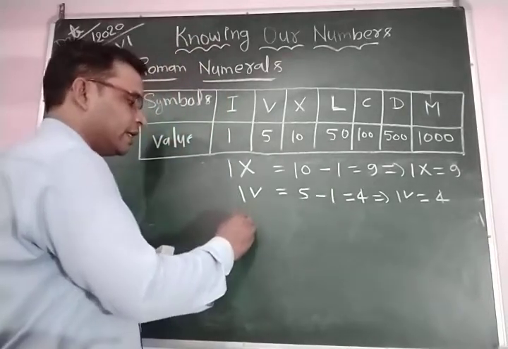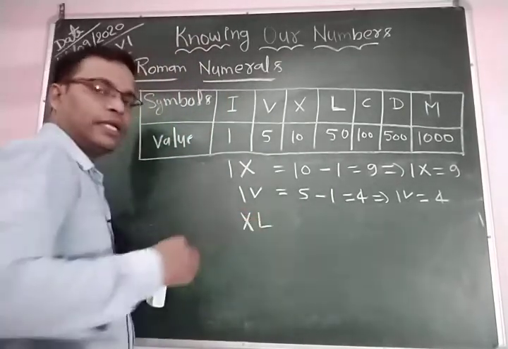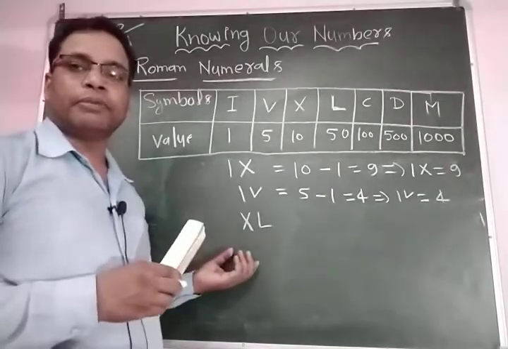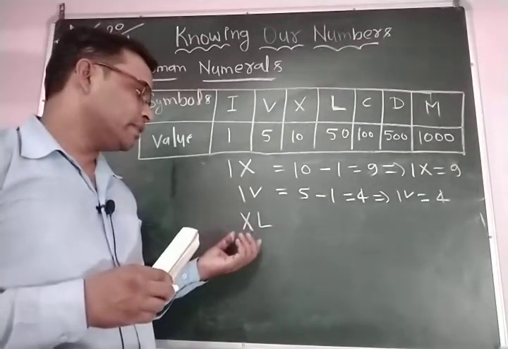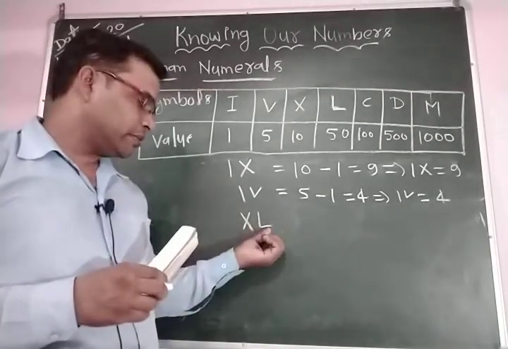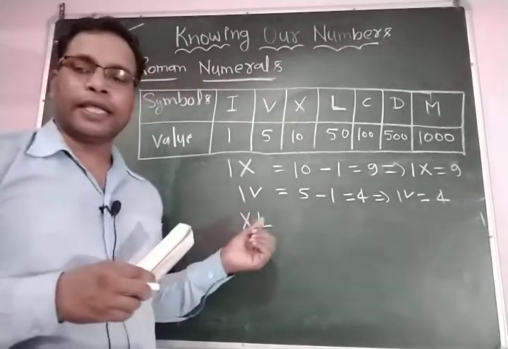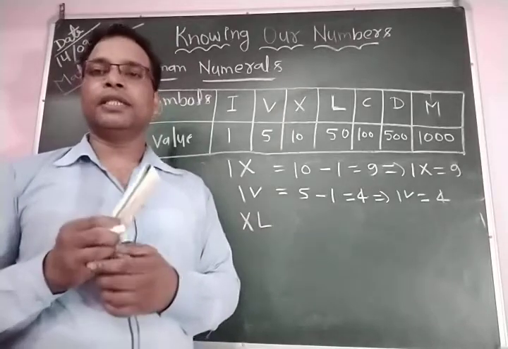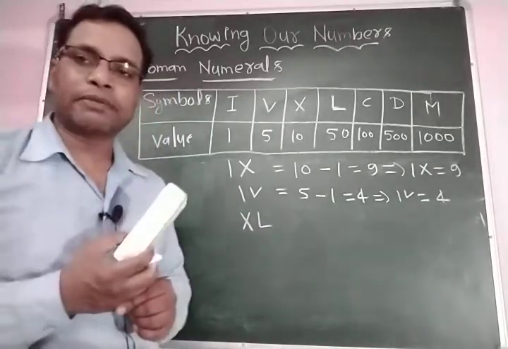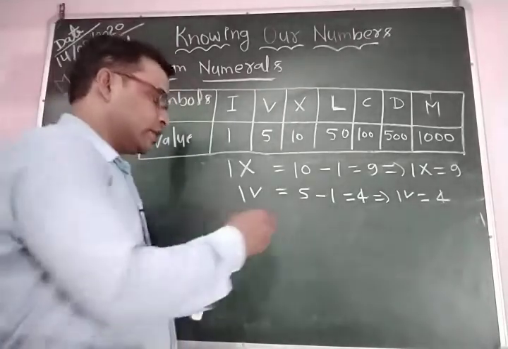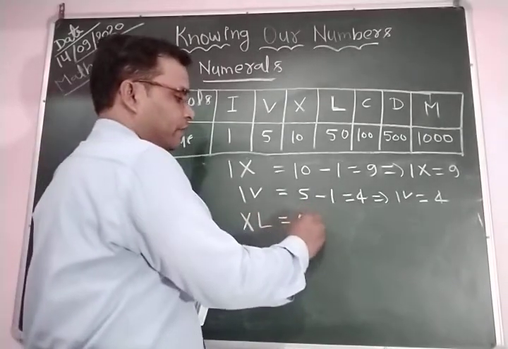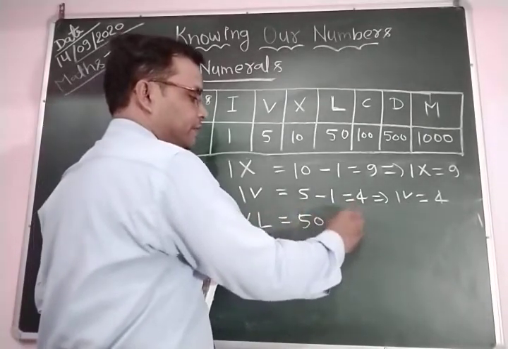Okay, if you write here XL, you can see the symbol of smaller value is written to the left of the symbol of greater value. The symbol of greater value is L and the symbol of smaller value is X. X is written to the left of L, then the value of X is subtracted from the value of L. So it means that you can write here 50 minus 10.